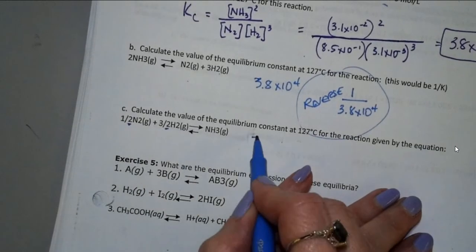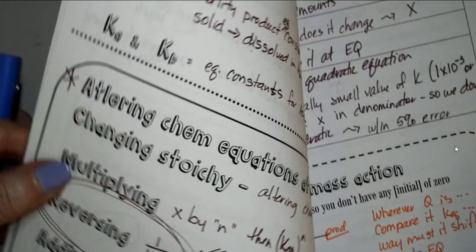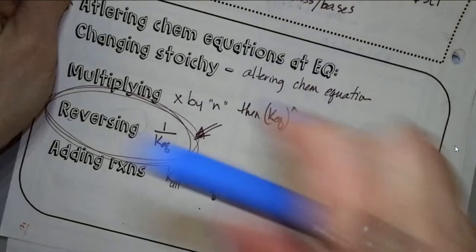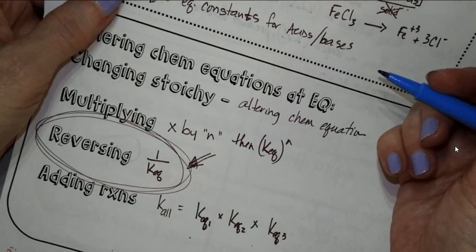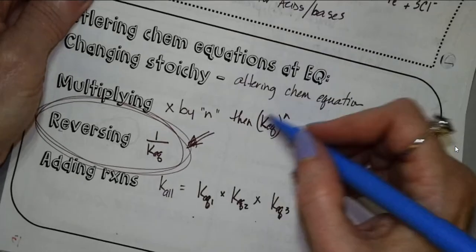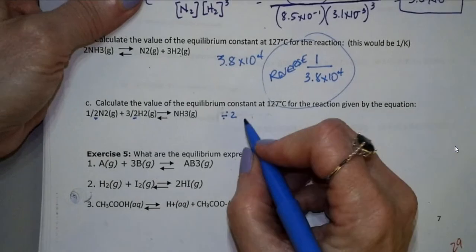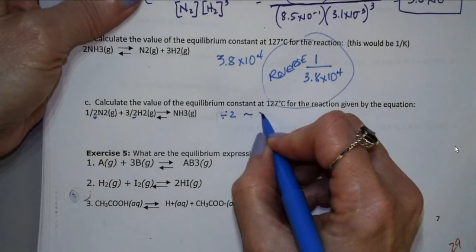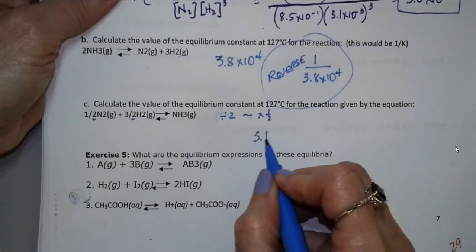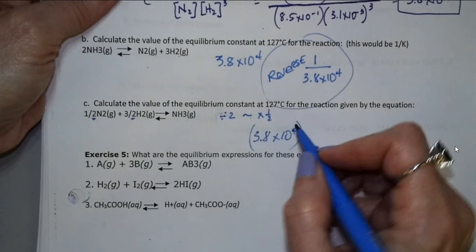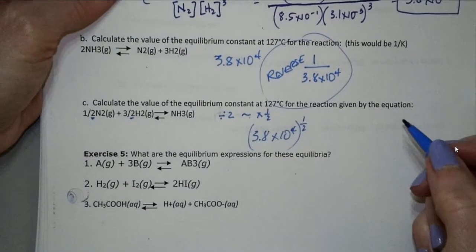If we look on page 14, if we multiply the reactions, then K is raised to the n power. If I divide by 2, isn't that the same as multiplying by 1/2? Yes? So if I multiply, then I raise it to that power. Instead of thinking of it as dividing by 2, I could say it's multiplying by 1/2. So I'm going to take my K, 3.8 times 10 to the 4th, and raise it to the 1/2 power, which, in other words, is doing what to it? Yeah, you're taking the square root.